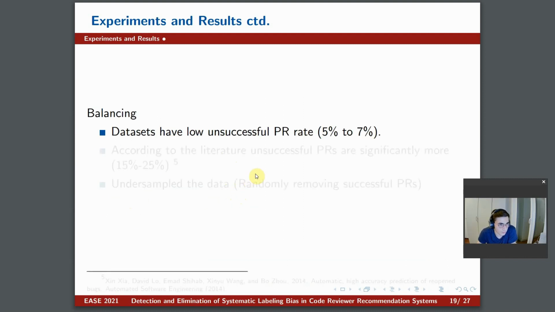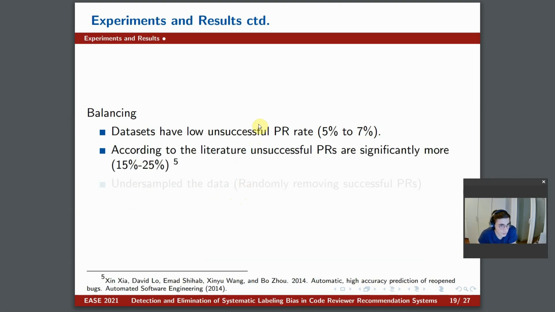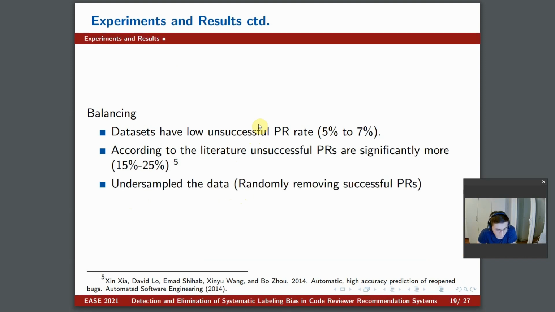And I also should mention that in our 2 datasets, we have observed a low unsuccessful pull request rate, 5% to 7%. However, in the literature, unsuccessful PRs are significantly more, between 15% to 25%. Therefore, we have undersampled our data by randomly removing successful pull requests.